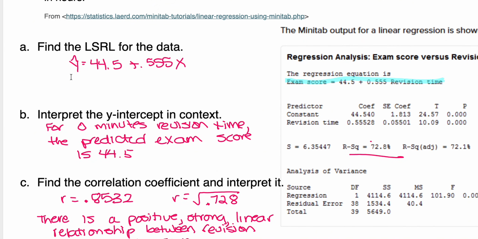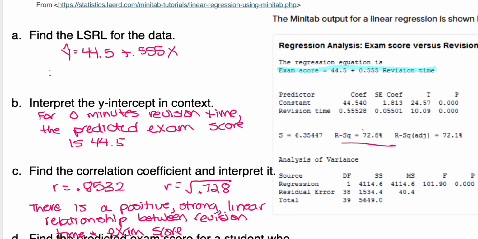So let's take a look at the questions. Part A, find the LSRL for the data. Well, it's pretty nice. It already gives you the equation, so you can just copy it down. Remember to change y to y hat because this is our predicted value.